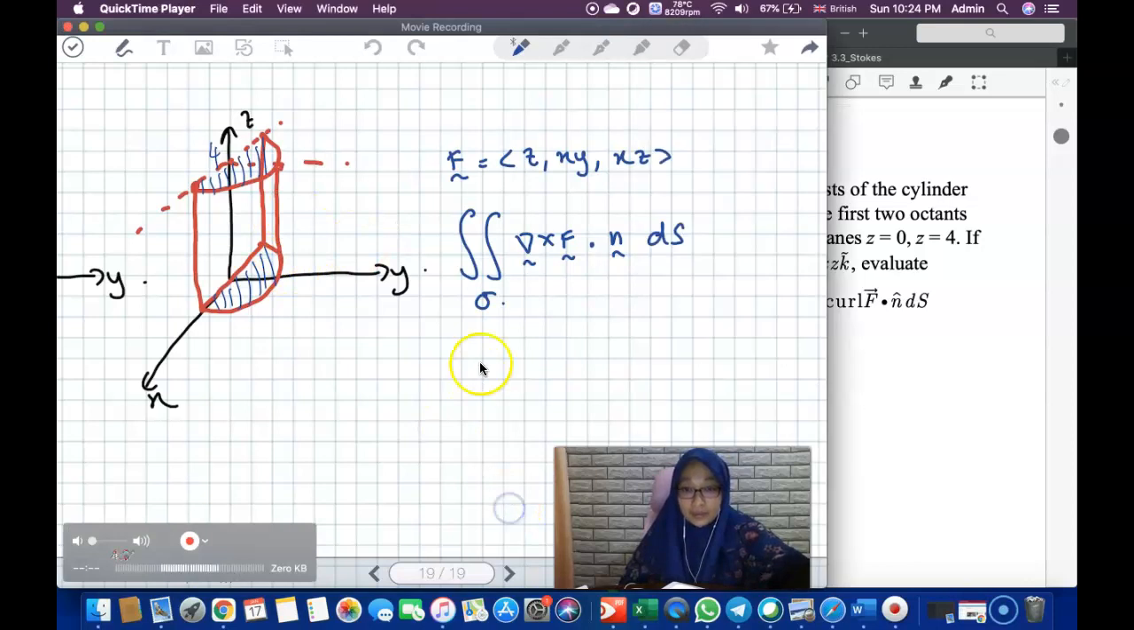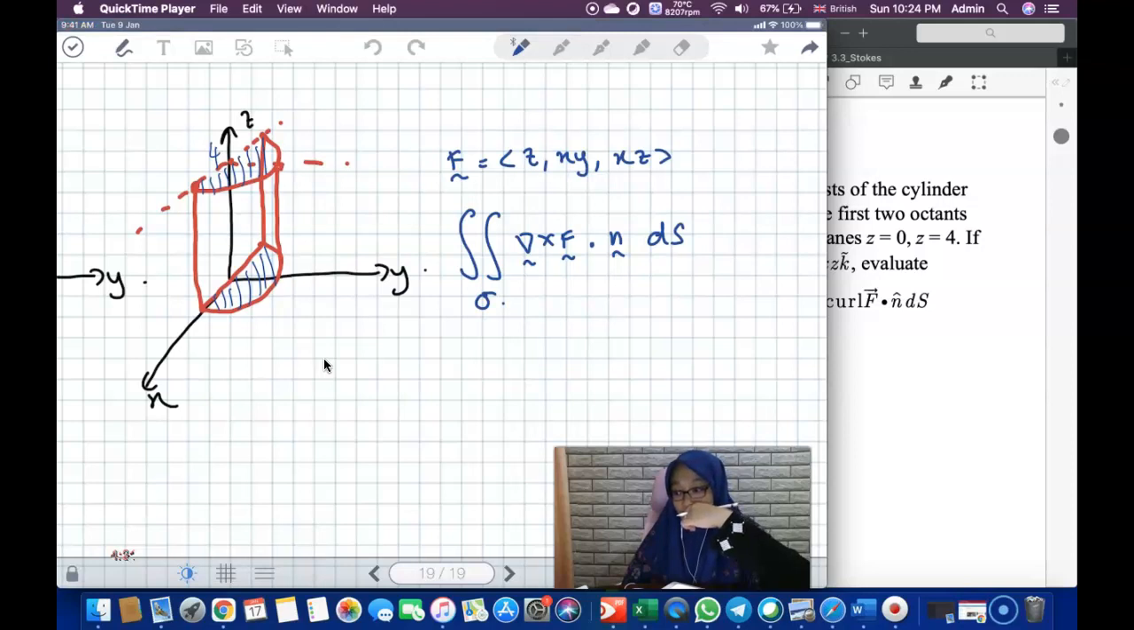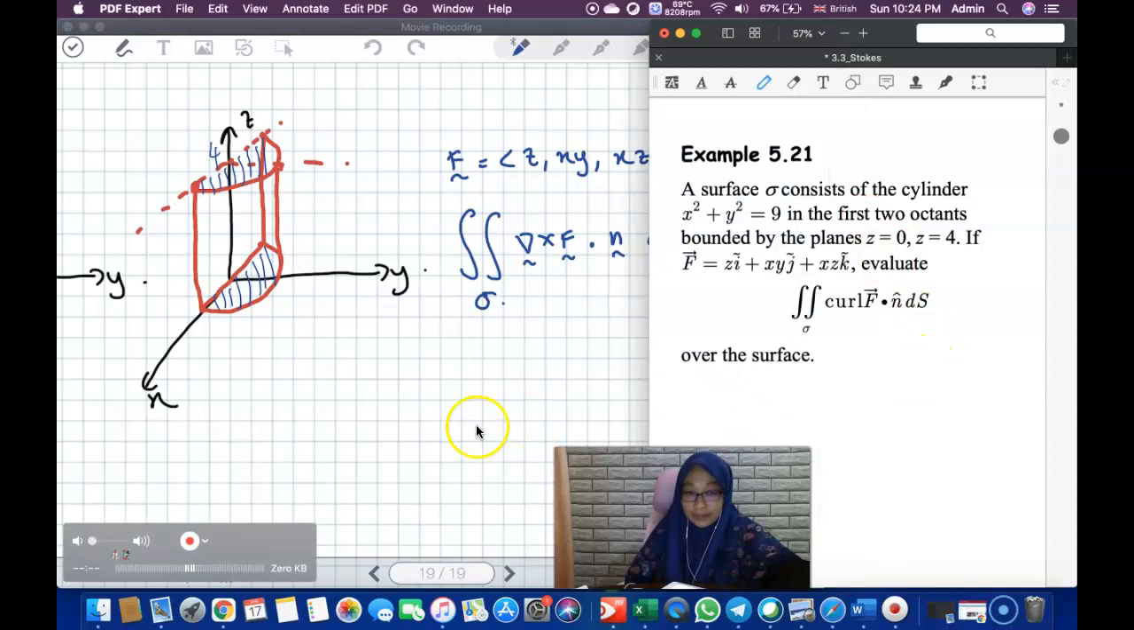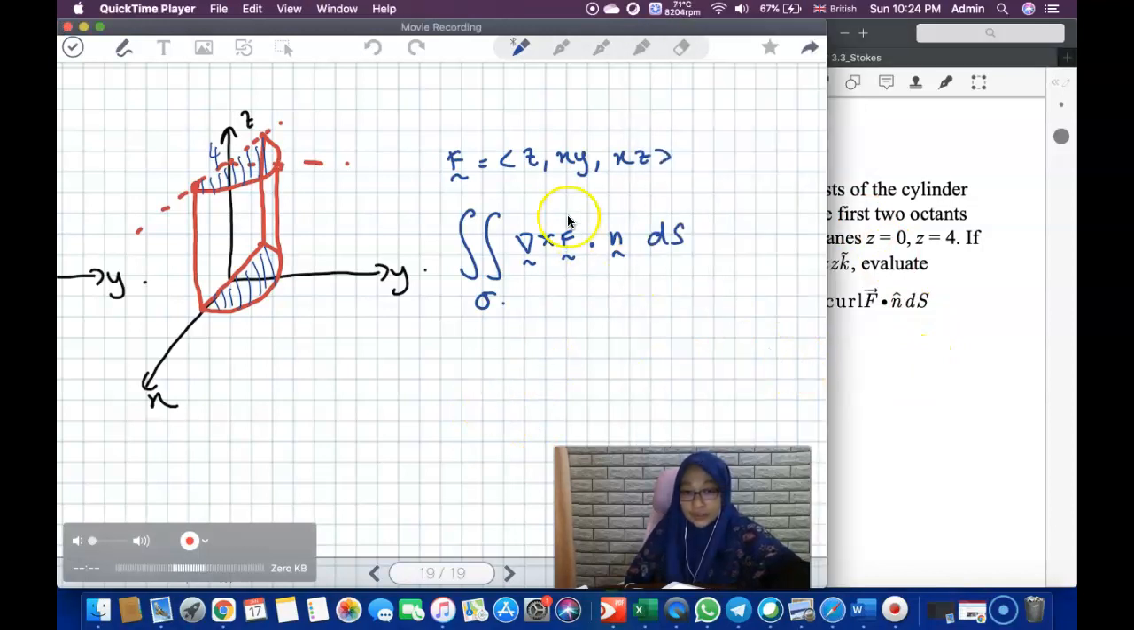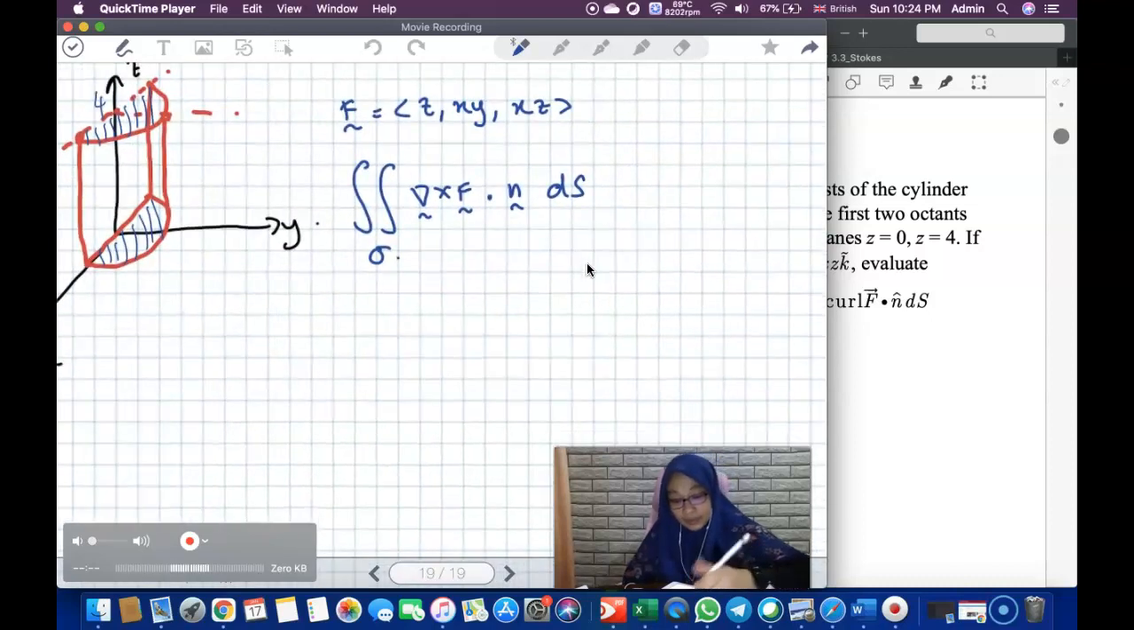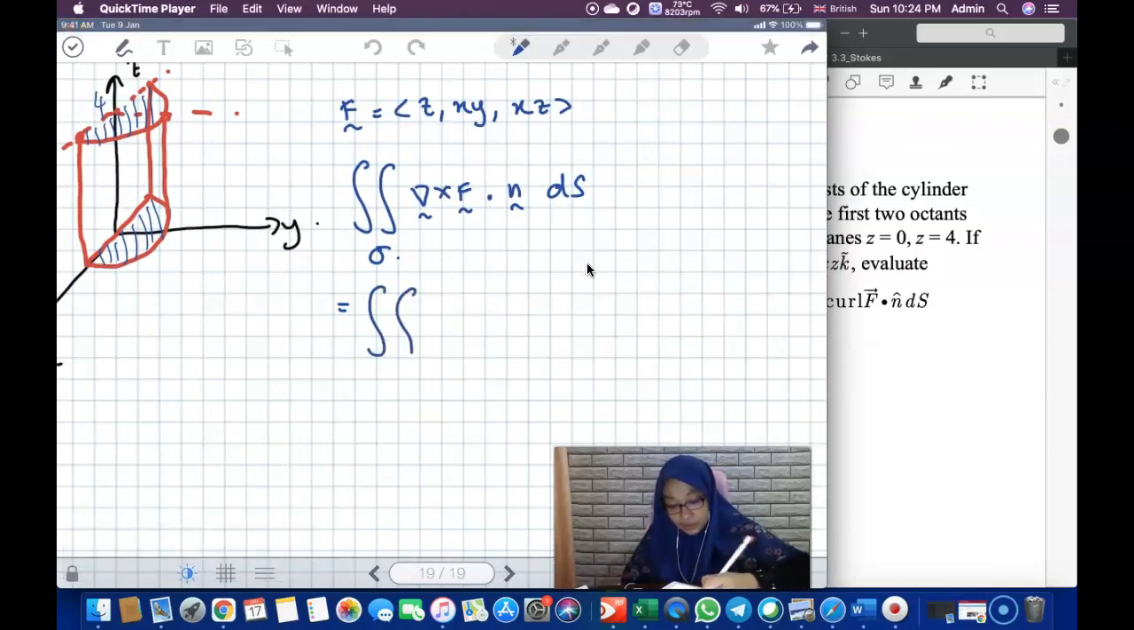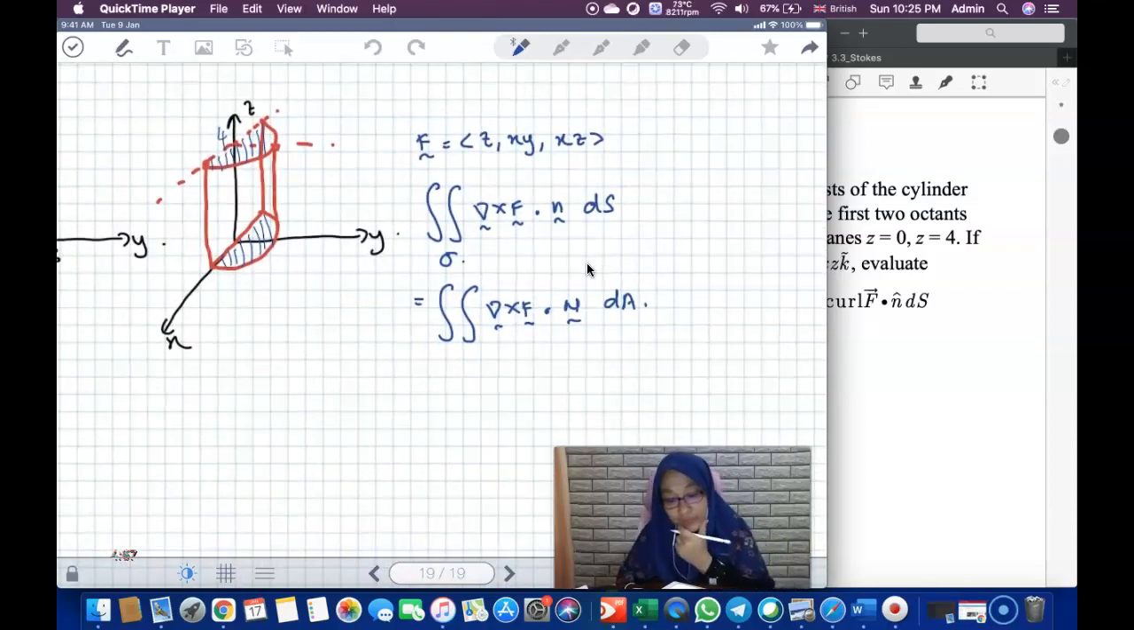Okay, so meaning that, can we use Stokes theorem? Because they don't mention that you have to use Stokes theorem. If you don't want to use Stokes theorem, then you can proceed with the surface integral given, where you have to obtain the curl F first and then find the normal vector dA.